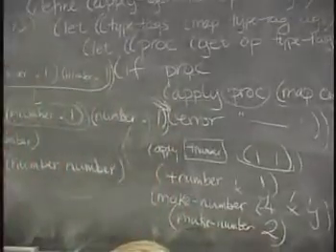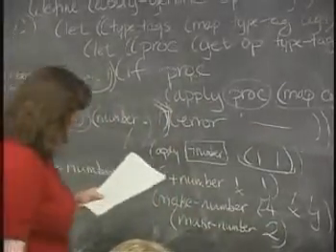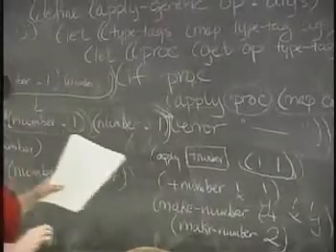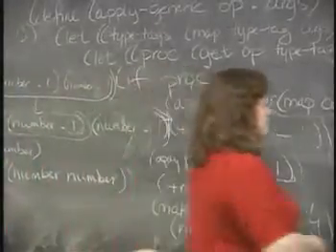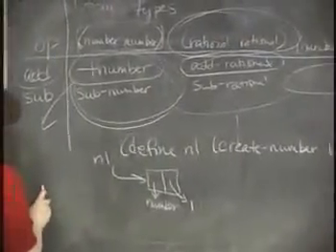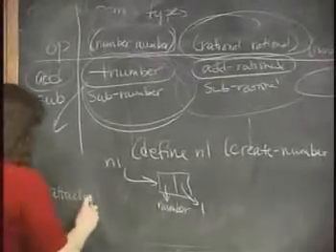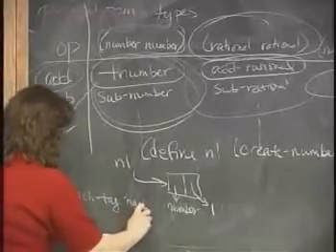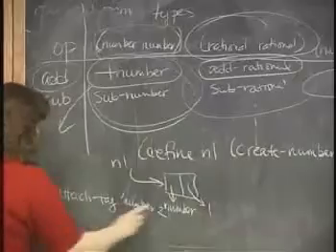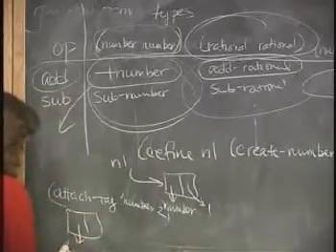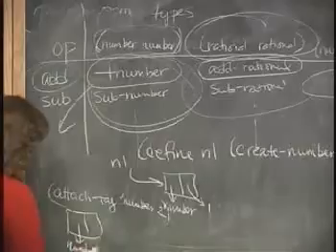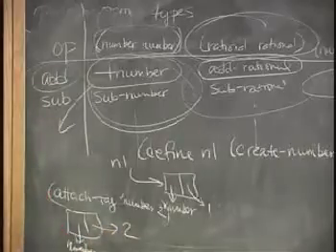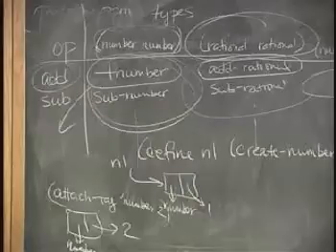It tags it. So make number, which is defined just before the install, says to attach the tag number to x. So we attach the tag number to 2, which is going to give us back number 2. What's the difference between create number and make number? In this case, none. Okay.